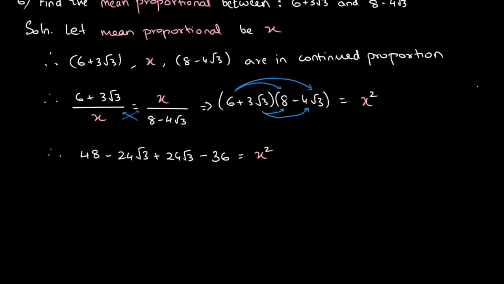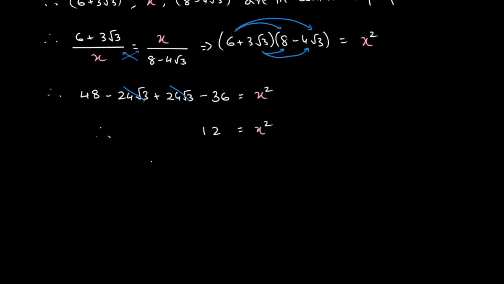So if I simplify this further, if you notice, minus 24 root 3 and plus 24 root 3 will get cancelled. I'm left with 48 minus 36, and 48 minus 36 is 12. So therefore 12 is equal to x squared, and x would therefore be equal to root 12, which is basically 2 root 3.